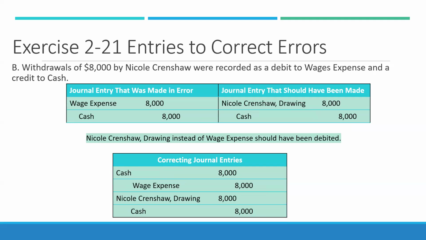Withdrawals were recorded as a debit to wages expense and a credit to cash instead of a drawing account. So in this case, we can have 2 journal entries to reverse it out, right? But we don't actually need 2 journal entries to cancel it out because cash is a debit and a credit here, and that cancels out. We could have just had a debit to drawing account and then a credit to wages expense, to reduce the wages expense that we shouldn't have recorded, but this is still a valid answer. You can still have two correcting journal entries and arrive at the same balance that you would have.